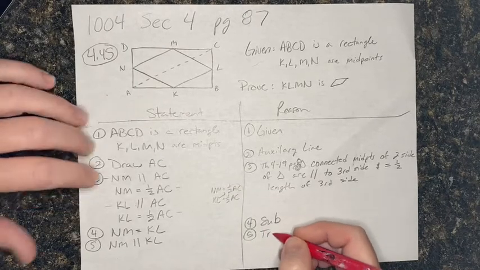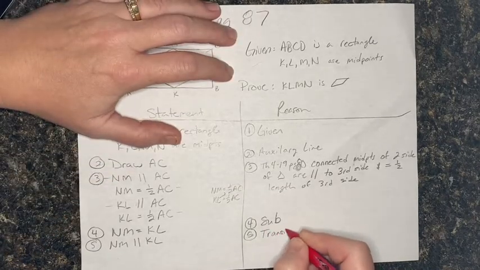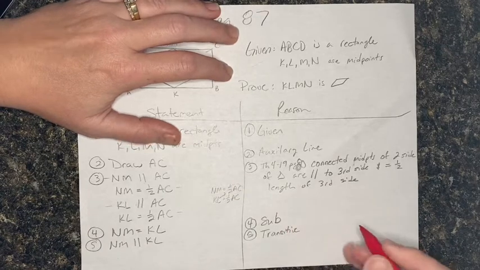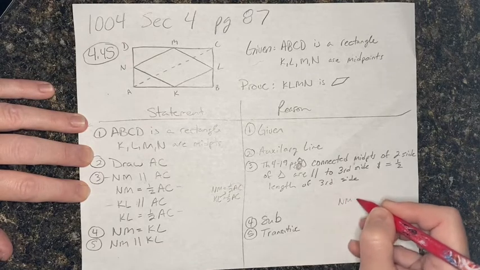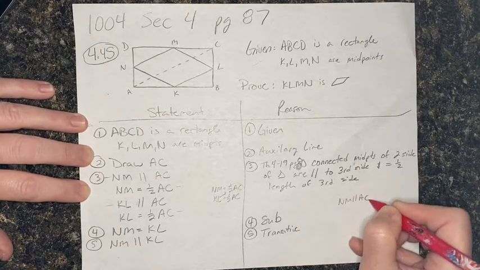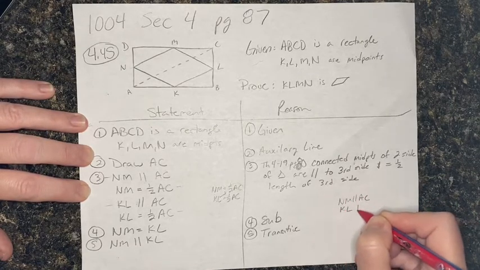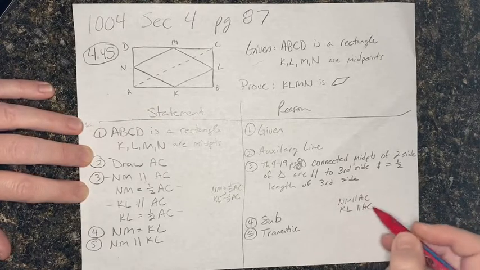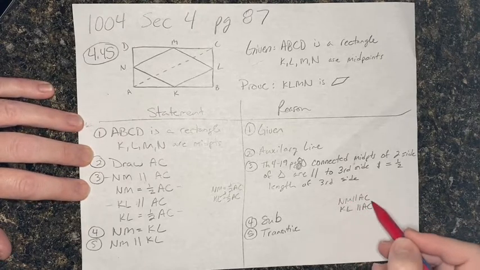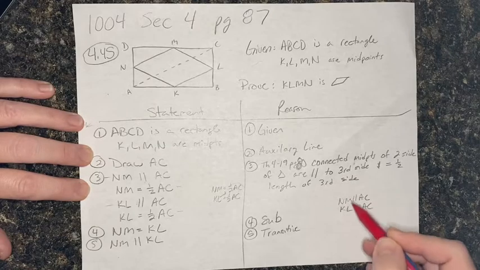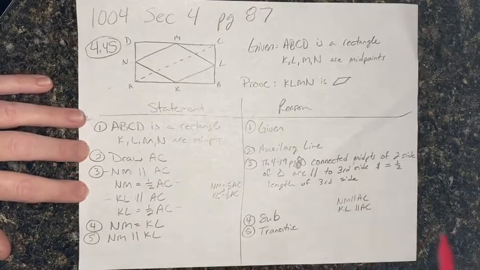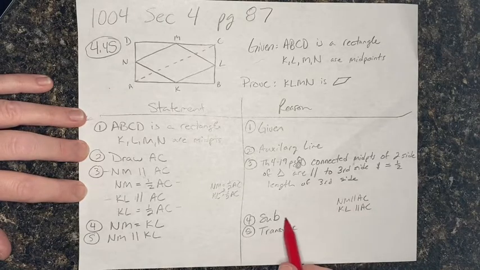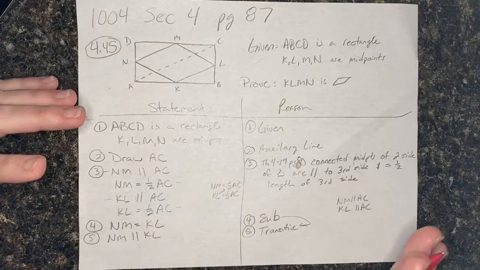The book likes to use the word for this, the transitive property, saying that if NM is parallel to AC and KL is parallel to AC, then they're parallel to each other, because two lines parallel to the same line are parallel to each other, right? We did that theorem a long time ago. It's called the transitive property. You could write substitution here because it's basically the same thing.